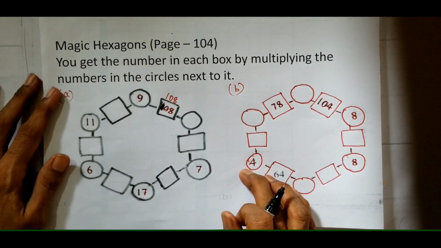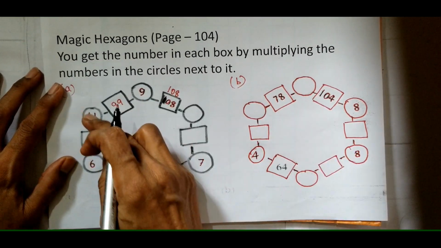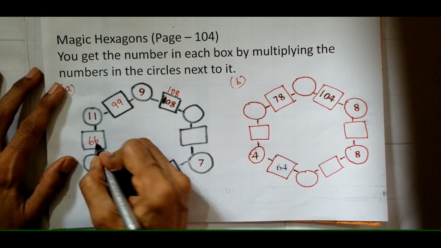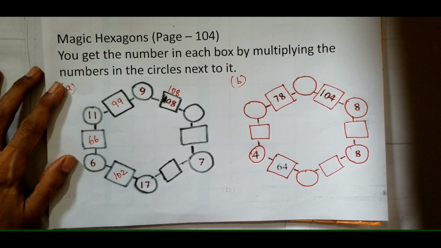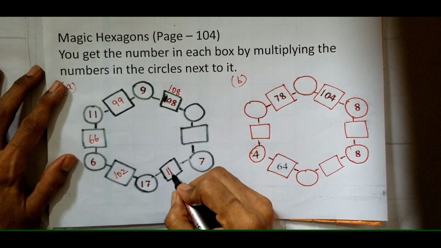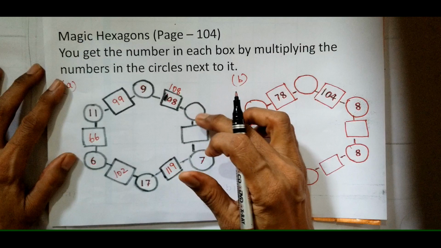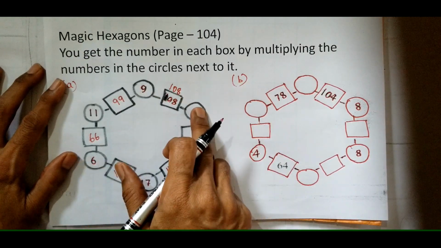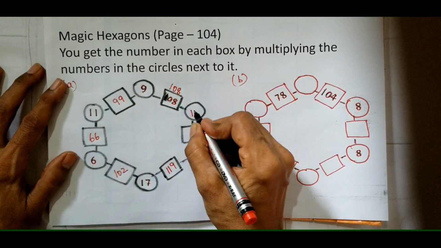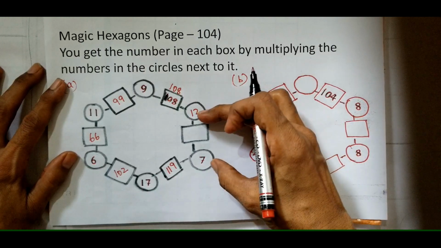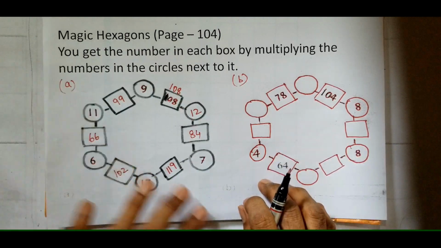Let us start going. 11 nines are 99. 11 sixes are 66. 17 sixes are 102. 17 sevens are 119. And now I don't have this number and I don't have this number. So let me find out this number first. For this, I need to divide these 2 numbers. If you know the table well, 12 nines are 108. Now I have these 2 numbers. 12 sevens are 84. You have to be very thorough with your tables.